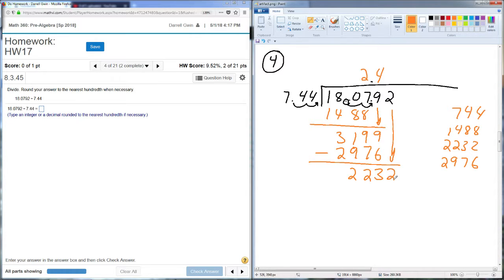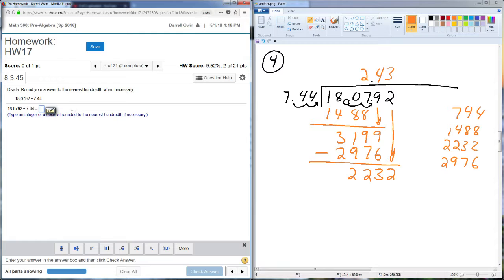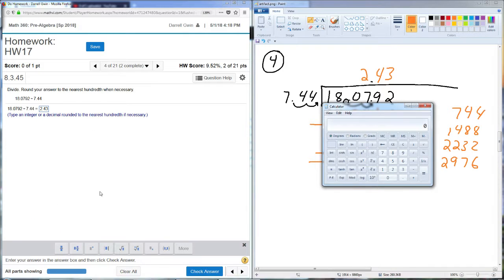Bring down the 2. It says decimal round to the nearest hundredth. So I need to keep going. So 2232. Oh my gosh, it's perfectly 3. Done. 2.43. Ooh, that makes me happy. 2.43. Of course, if you're not sure, you're going to go to the calculator here. I'm going to write 18.0792 divided by 7.44 equals 2.43. That's a good way to make sure you don't waste any attempts.